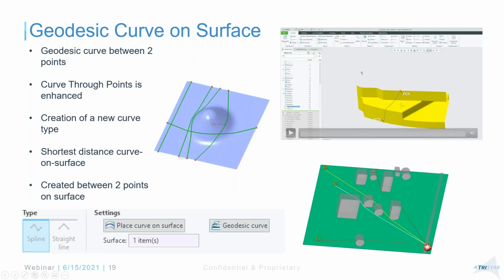And then there's a geodesic curve on surface, very, very useful, especially when you want to create curves through 2 points, where you want to get the shortest path, kind of like on a sphere or like on Earth, you know, on the globe. If you select 2 points and you want to get the shortest path, we call it the geodesic curve, right? So Creo now has, in your curve through points, a geodesic curve option.